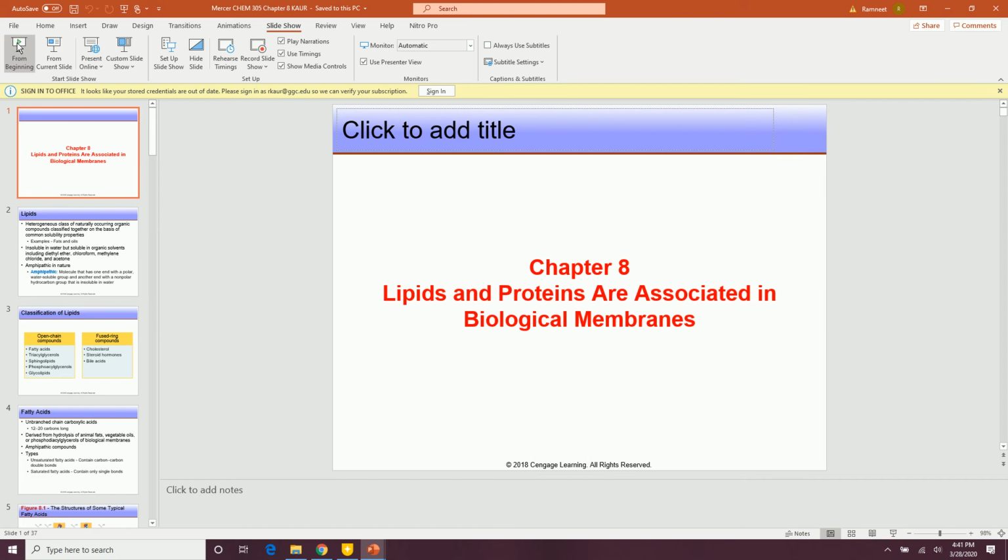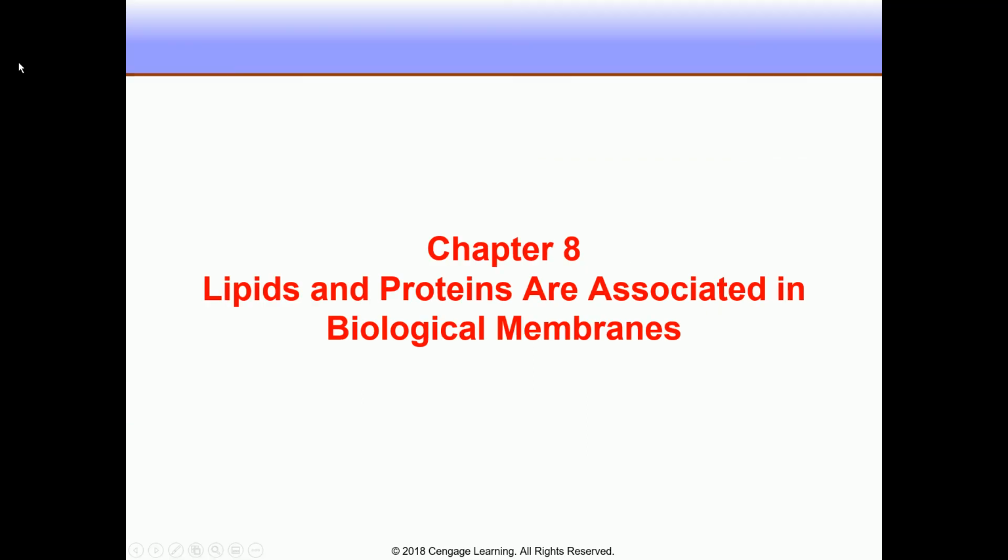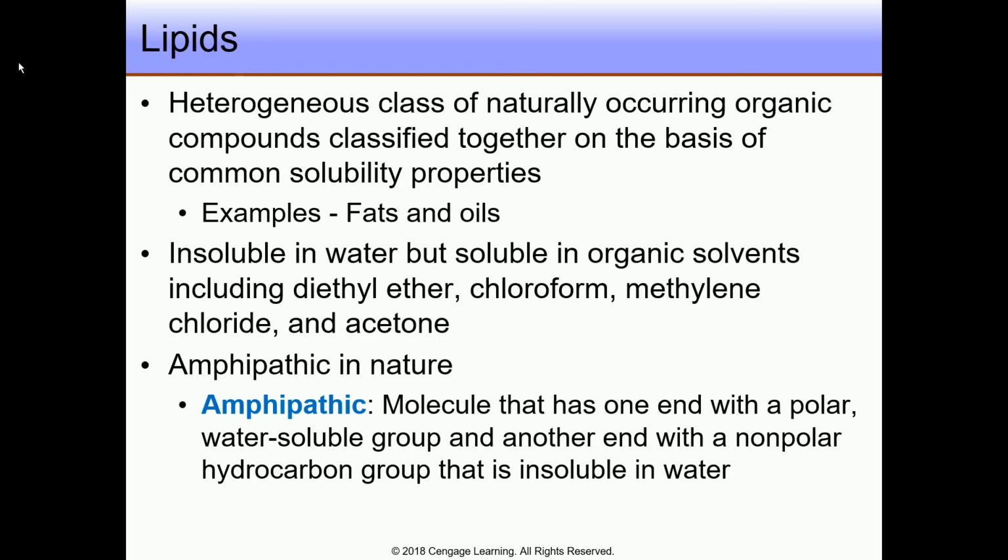Okay, in chapter number 8, we are going to discuss the lipids and proteins which are there in the biological membranes. We have already discussed proteins in the last 2 weeks. The first week was focused on proteins, and in the second week we discussed enzymes, and the majority of the enzymes are protein in nature. So in this chapter, I'm going to focus more on the lipids. First of all, we are going to talk about different kinds of lipids.